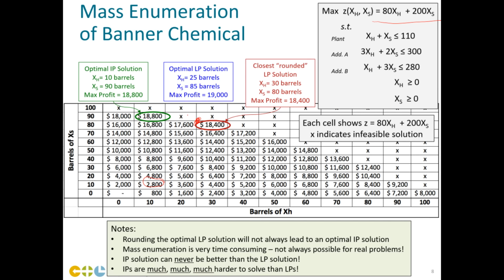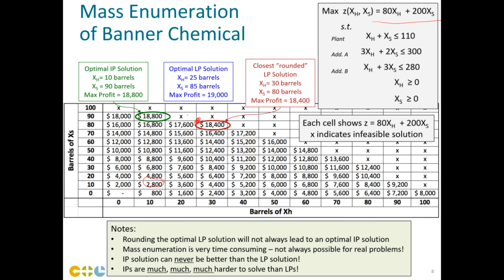Mass enumeration will always show you the best, but like I said, it's very time consuming, and in realistic problems, it's not always possible to do it. It might take more time to solve that than there is time in the universe. Another point I want to make is that the integer program solution, the optimal IP solution, will never be better than the LP solution. It might be equal, but it will never be better.